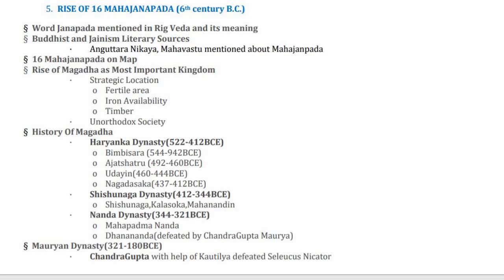ठीक है. So now in Mahajanpada period you have to study the word Janpad. It is mentioned in the Rig Veda also. What is the meaning of the word Janpad? Then Buddhist and Jainism literary sources, that is the books which were written in this period regarding Buddhist and Jain religion. 16 Mahajanpad on the map you have to prepare.